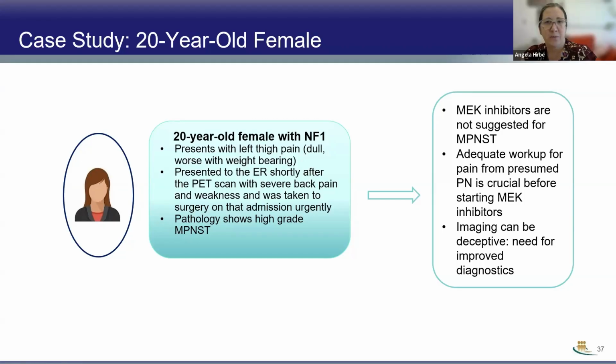And a MEK inhibitor would not be suggested therapy for MPNST. And this case really brings up the importance of doing an adequate workup for pain from a presumed plexiform before starting a MEK inhibitor. And again, imaging can be deceptive. So I think another unmet need is needing improved diagnostics to distinguish these entities.